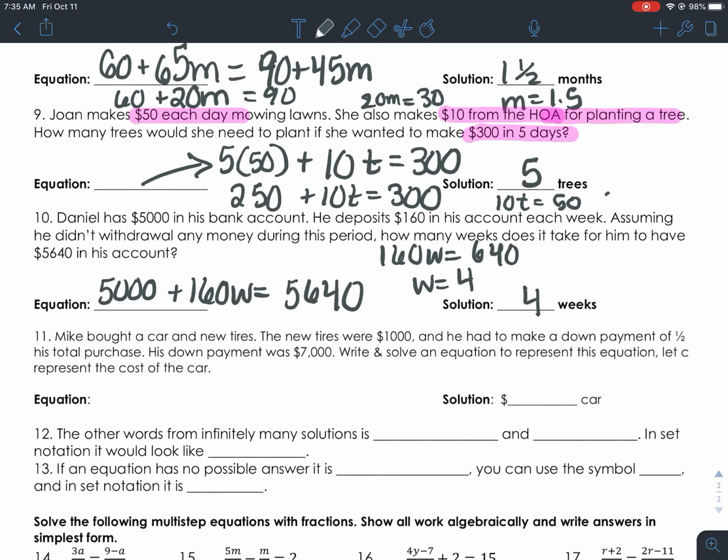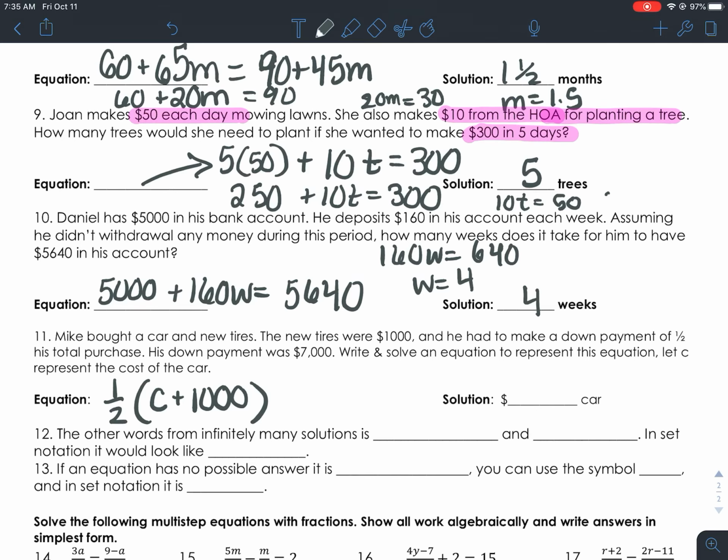Mike bought a car, new tires. The tires were $1,000, and he had to make a down payment of 1/2 of his total purchase. His down payment was $7,000. Write and solve an equation to represent this. Let C represent the cost of the car. So he bought a new car and tires, and then he makes a down payment of half of that.